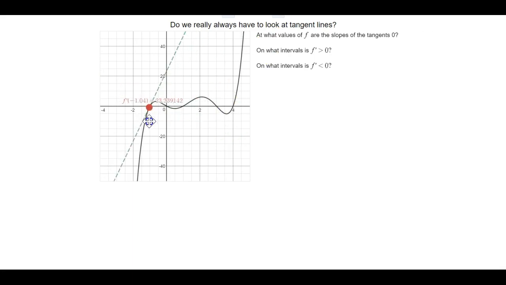So, for instance, I can quickly say that the derivative is positive where the function's increasing, because the function's increasing means its tangent line has a positive slope. And I can quickly say on what intervals the function is decreasing if I know where the derivative is less than 0, because that means the slopes of the tangent lines are negative, which means that the slopes are going down, which means that the function is decreasing.